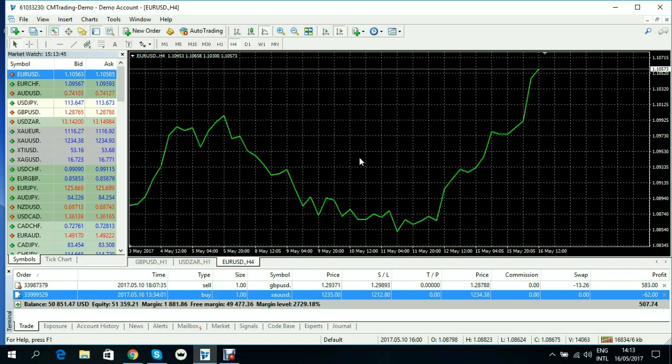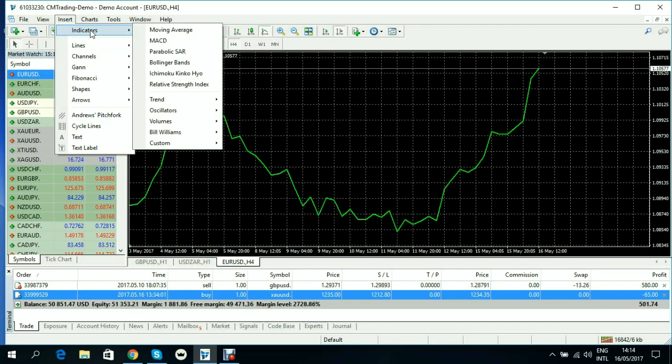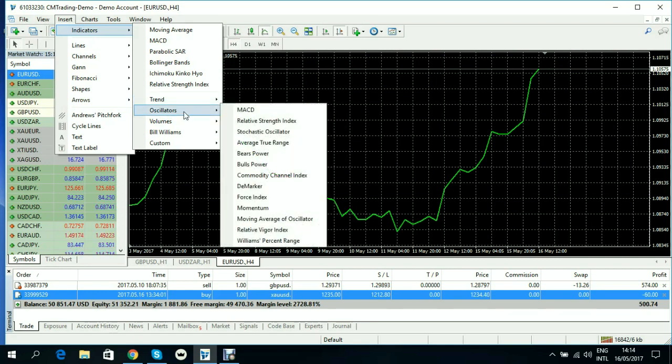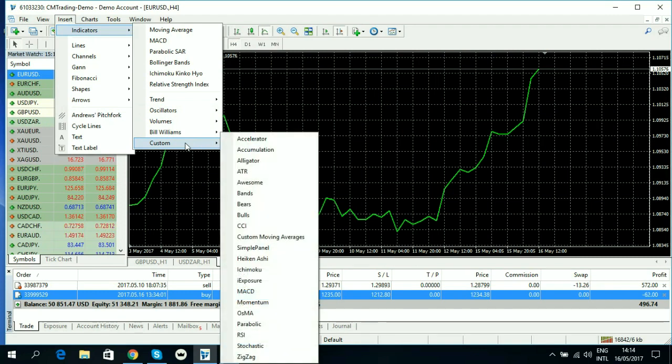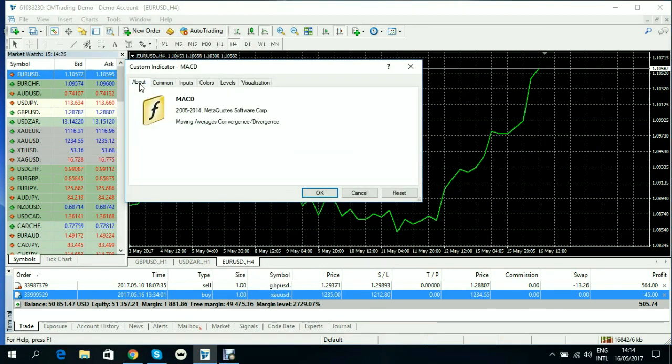So let's first of all put it on the chart so that we know what we are dealing with. To get it, we go to Insert, we go to Indicators. It's actually an oscillator, but I would like you to select MACD from the custom side. So this is MACD here.